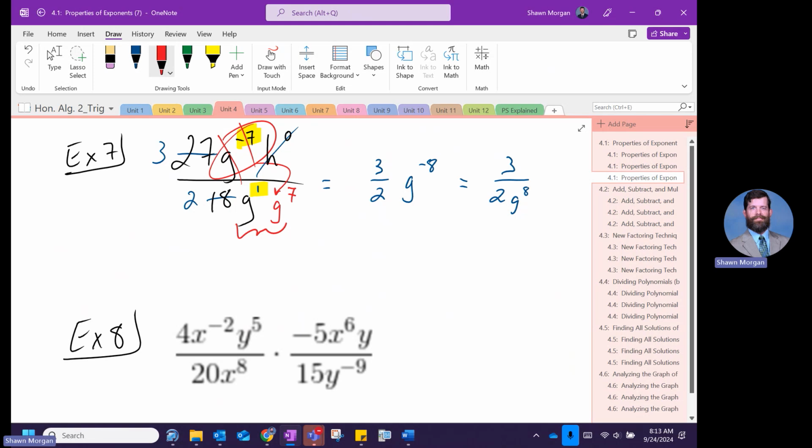H to the 0 is defined as 1. And so that would be like multiply like 27 g to the negative 7th times 1. It's like, well, okay, times 1. I don't really care. That's identity property. But by definition, anything other than 0 is equal to 1 when you raise it to the 0th power.